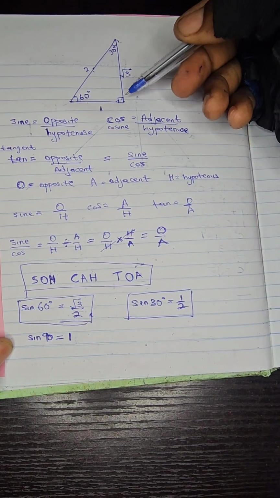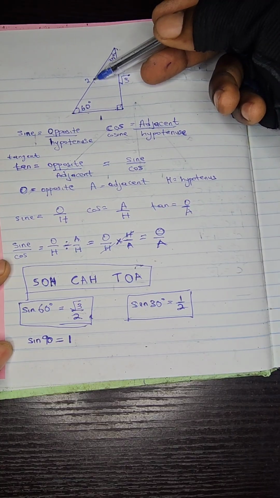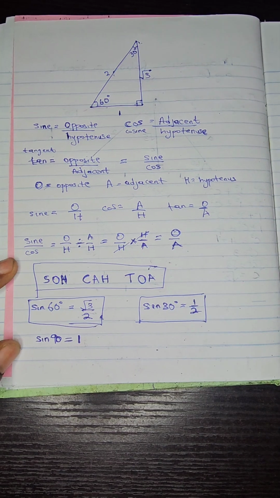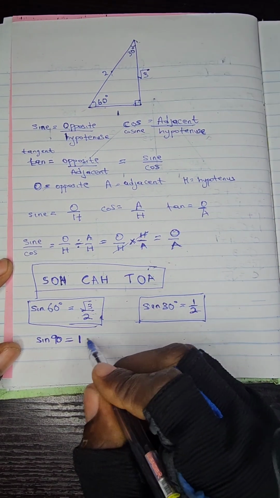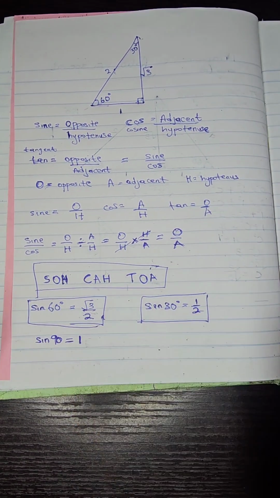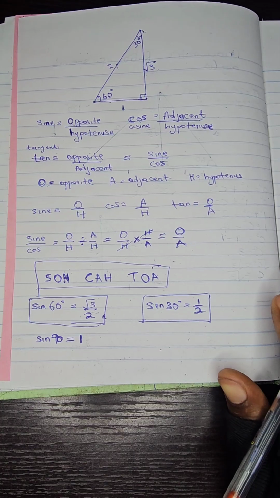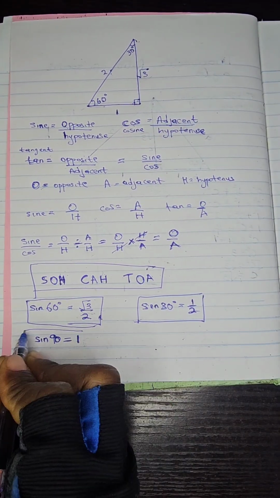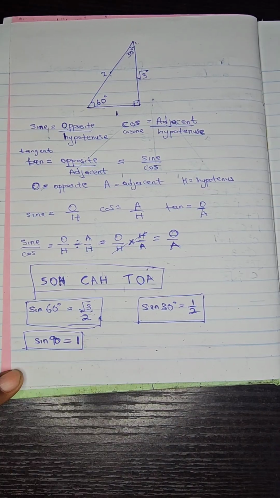Though, if you can, I don't know if logically, you say that this is hypotenuse facing hypotenuse, which is 2. You can say 2 over 2, which still gives you 1. But logically, I don't know if that applies, but sine 90 is 1. So we are done for sine.